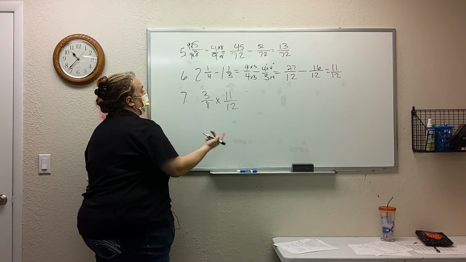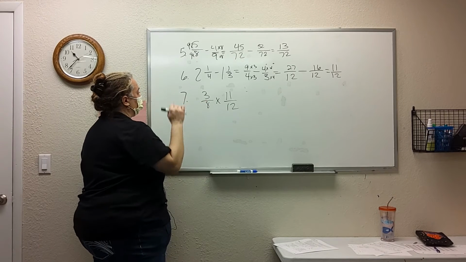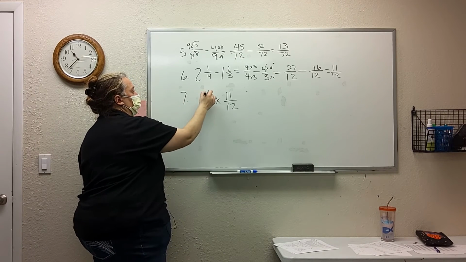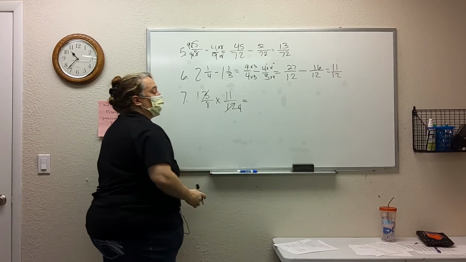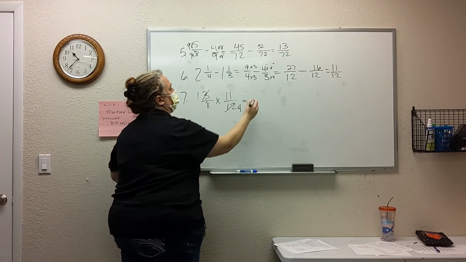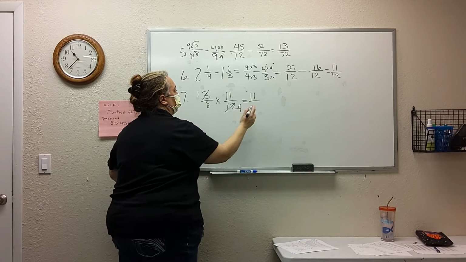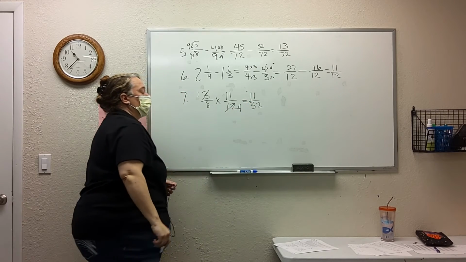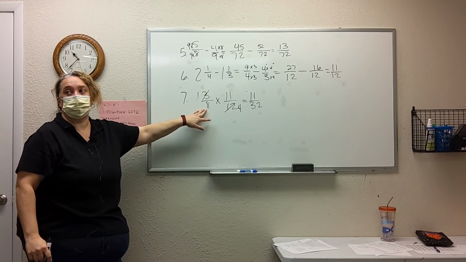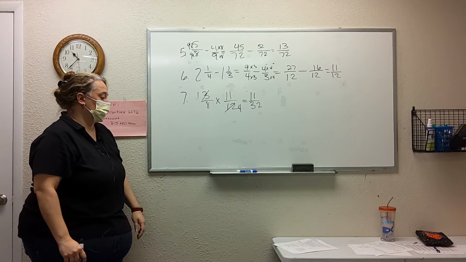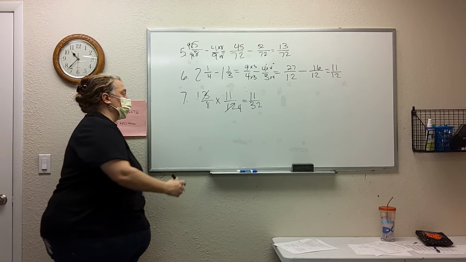So 8 and 11, nothing goes in 8 and 11, but 3 and 12, aha, they both divide by 3. 3 divided by 3 is 1, 12 divided by 3 is 4. And then multiply straight across. 1 times 11 is 11. 8 times 4 is 32. Your answer, you'll never have to reduce your answer if you do this, because you did your reducing first. Okay? So it'll save you time and effort.